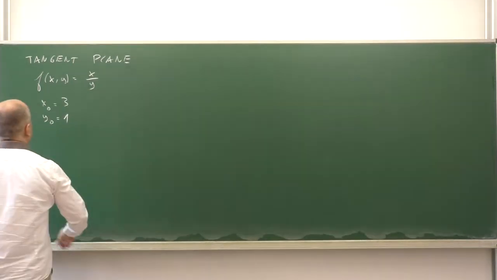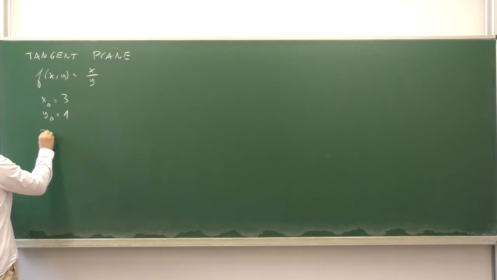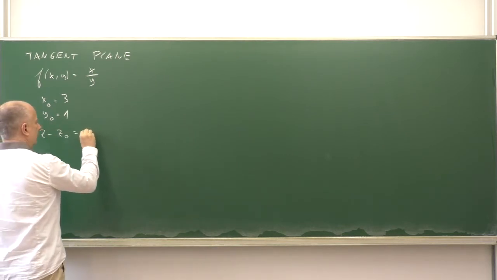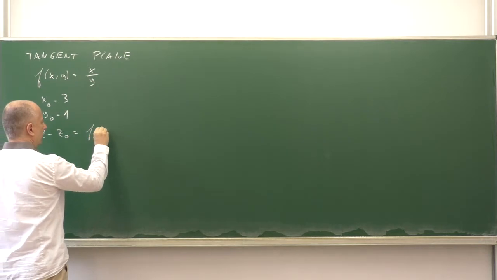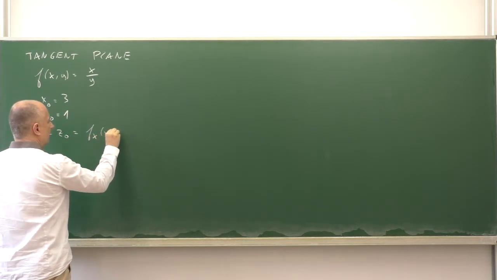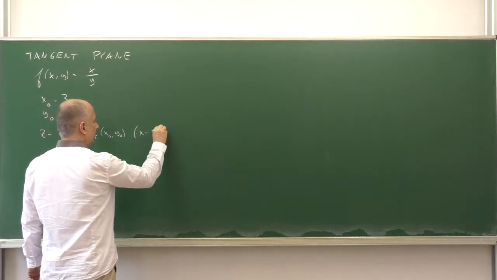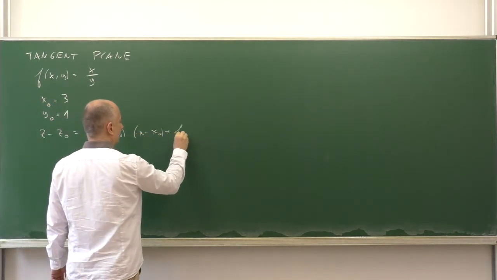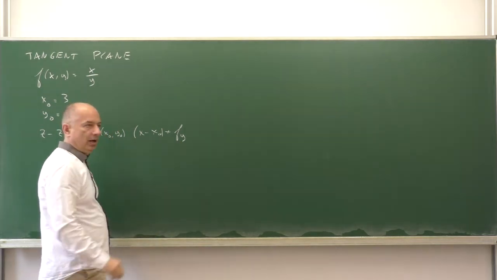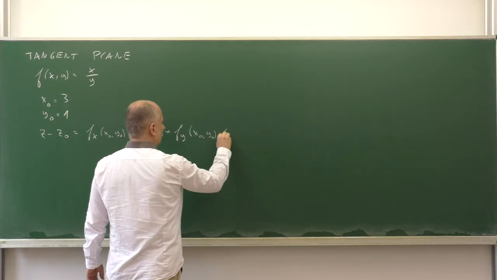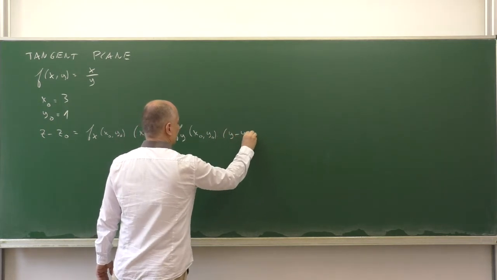So the equation of the tangent plane is z minus z0 is the derivative of f with respect to x at the point x0, y0 times x minus x0 plus the derivative of f with respect to y at the point of tangency x0, y0 times y minus y0.